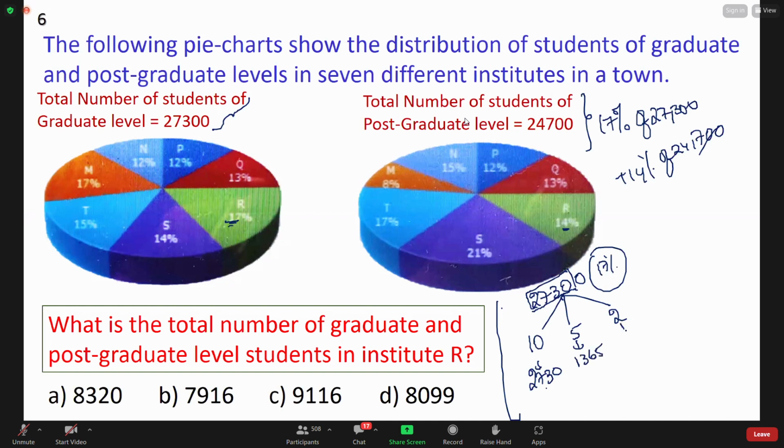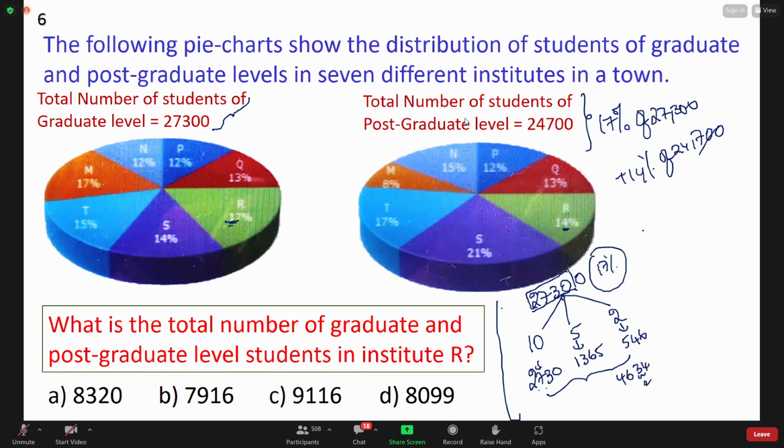1,365. What is 2%? 10% is 2,730, 1% is 273. 2% will be 546. Is it 546? 270, 270, 540. Yeah, 546. Add these three, you will get 17%. 2,700 plus 1,300 is 4,000, and 4,095. 4,095 plus 500 is 4,595, and it would be somewhere close to 4,634 or 24.